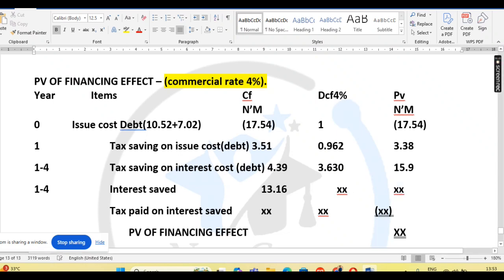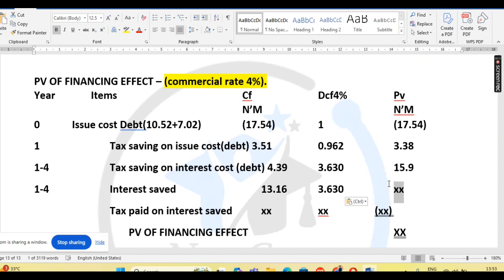So what is the DCF? The DCF is still 3 point, yes. Can you see the difference now? You are not doing it from 2 to 5 because the tax is not being paid in arrears. So this is just straightforward.